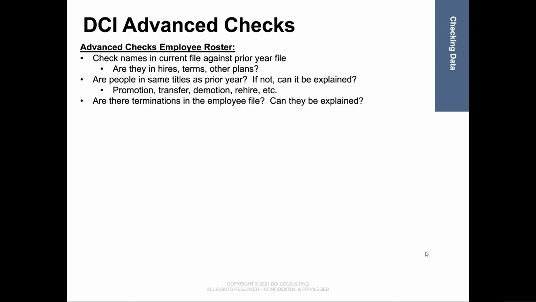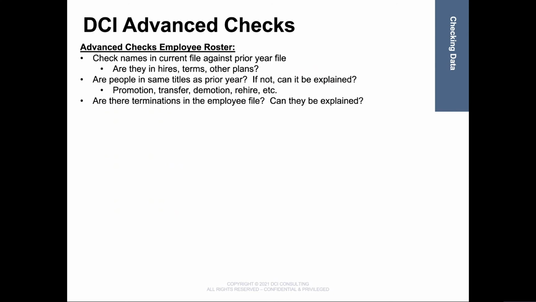Some advanced checks, we're going to be checking the current file against the prior file. If John was in the prior file, he's not in the current file, I'd expect to see him in the terms. If he's in the current file, not in the prior file, I'd expect to see him in the hires. Are people in the same title as last year? If they're not, is it a promotion and are they in the promotion file? If they're not, are they in that extra transaction file that you gave us?